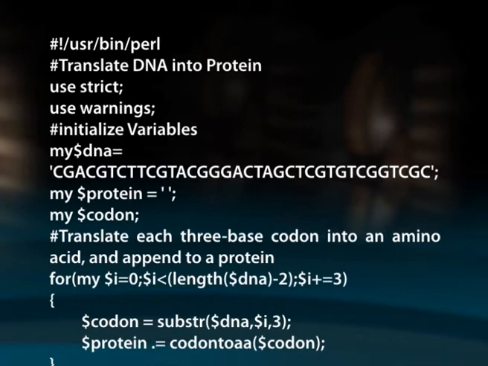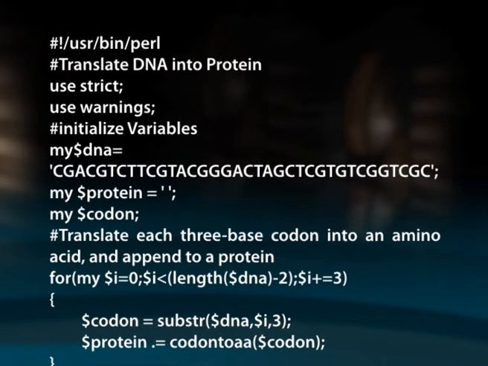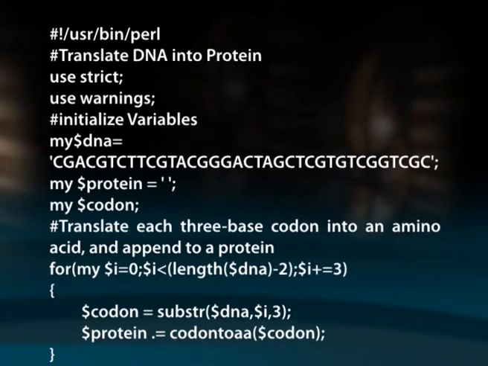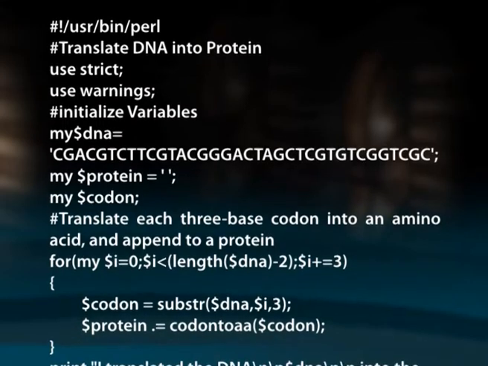The program can be given as use strict, use warnings and first initialize variables. The $DNA variable is initialized with the DNA string, the protein is an empty string and codon is initialized. Now translate each 3-base codon into an amino acid and append to a protein. For this, a for loop is used.